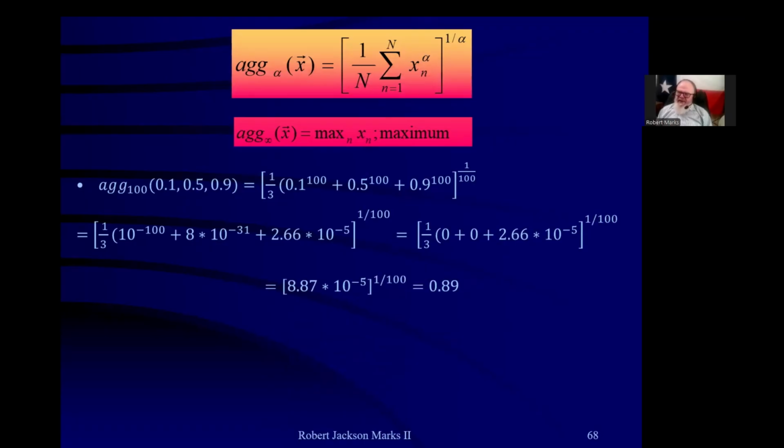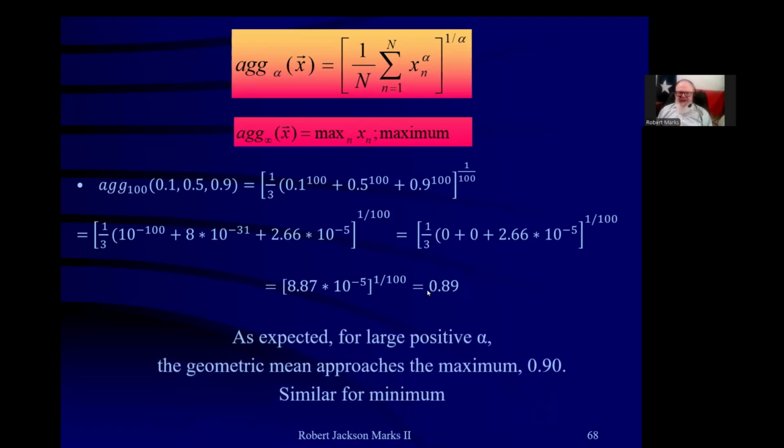Now, this is not 0.9, but it's very close to 0.9. And as we continued to do this, you get closer and closer to 0.9. So I tried this for the aggregation of 1,000, but the calculator wouldn't handle the accuracy. The calculator that I was using, I think it was a spreadsheet, just wouldn't be able to take it. So the bottom line is, as expected, for large positive alpha, the geometric mean approaches the maximum of 0.9.